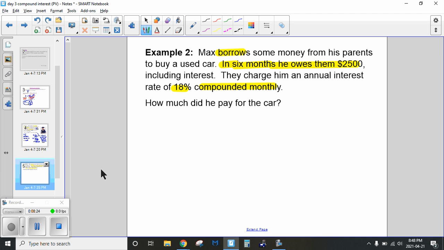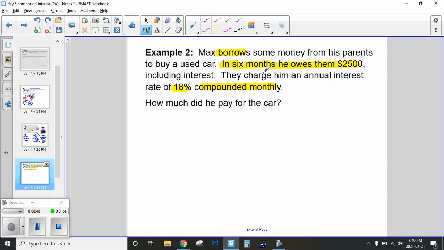All right, example number 2. This one is about Max. This is kind of the opposite situation. Instead of planning for a future goal amount of money, we have Max borrowing money from his parents. So taking out a loan today. He borrows money from his parents to buy a used car.